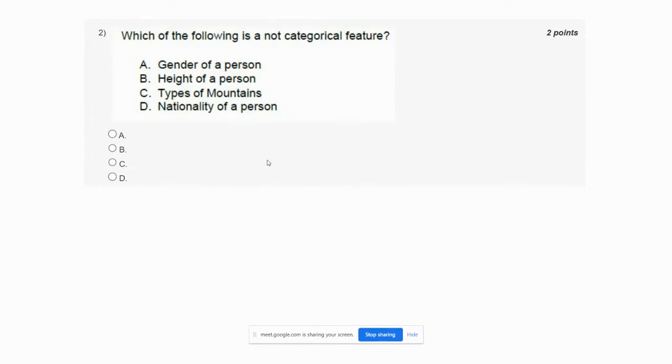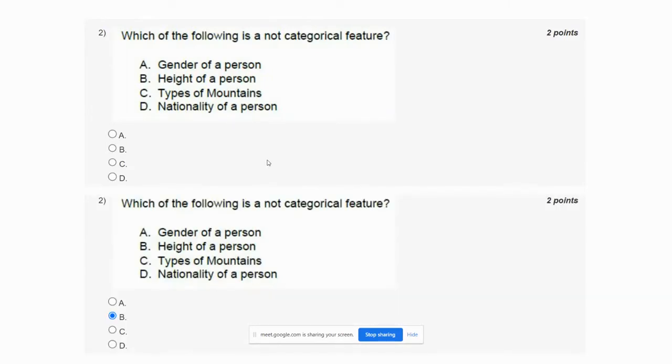Ma'am, the height of a person. Okay, why is it so? Ma'am, because height of a person is a continuous value, so we have to use regression here. Exactly. Gender is a categorical feature, right? You can have discrete sets. Types of mountains, again, types is a discrete feature. Nationality is a discrete feature, whereas height has a continuous set of values, any value it can take, right? So this is a regression based problem, whereas A, C and D are classification based problems.